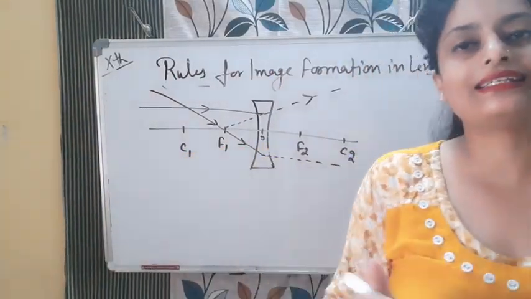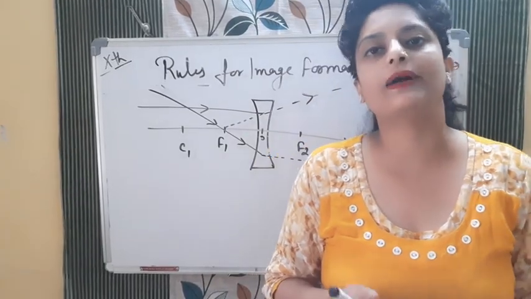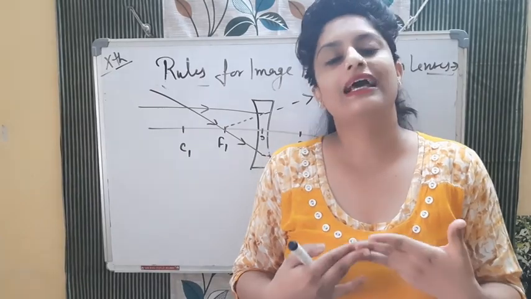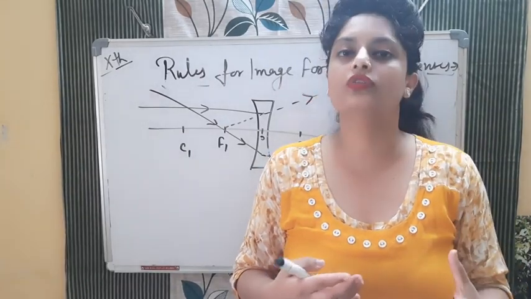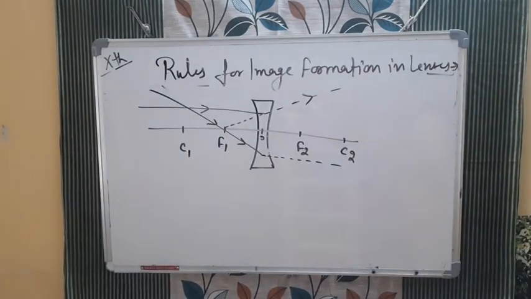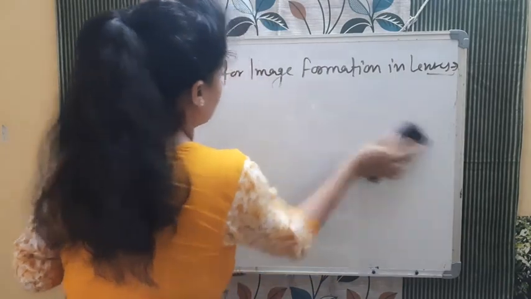One, through the optical center, undeviated. And the second one is what? If it is coming parallel to the principal axis, it will pass through the focus or seems to pass through the focus. And the third one is what? If it is coming through the focus, then it will go parallel to the principal axis. Now see, this rule. Now we will form the image.